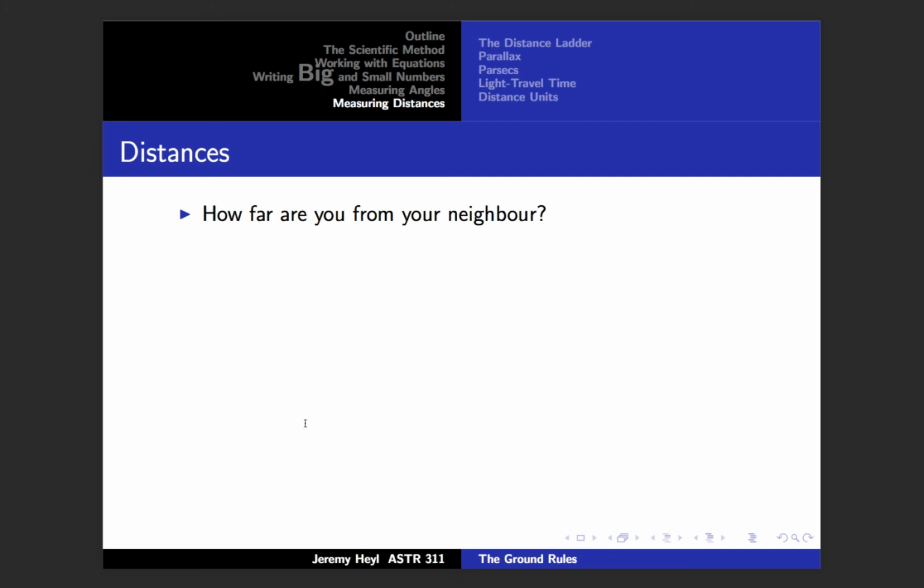So how far are you from someone in the neighboring seat? You are typically how far apart from each other? You two. What would you call that distance? About. Round number.